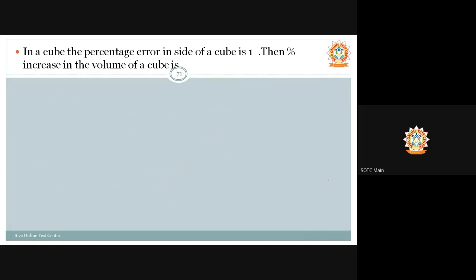In a cube, the percentage error in the side is 1, then the percentage increase in the volume is? Simply, if you compare with the previous question, tell me what is the error. They require del v by v into 100. In a cube, it will become 3 times the error in the side. Given del x by x into 100 as 1, tell me what is del v by v into 100? 3. Very good, simple, 3%. Let us move to the next question.